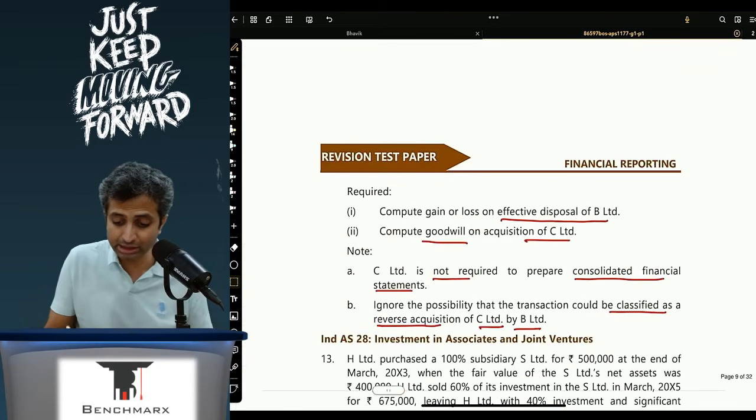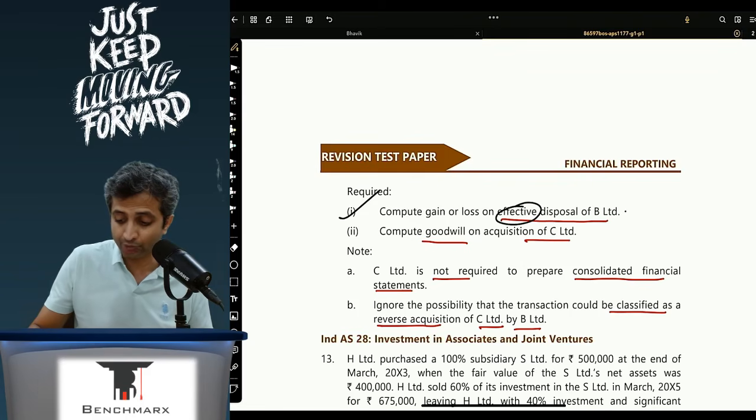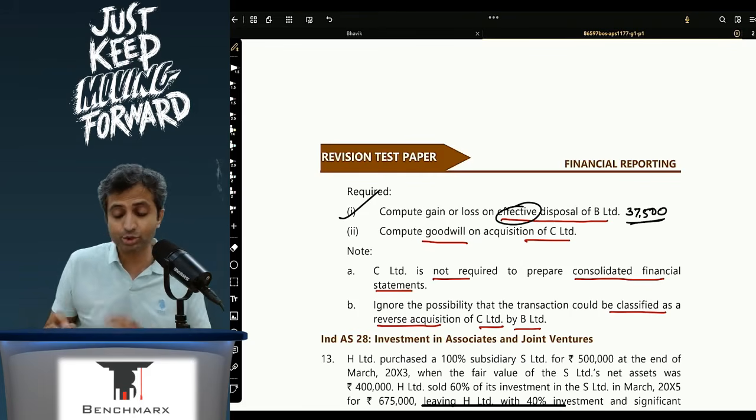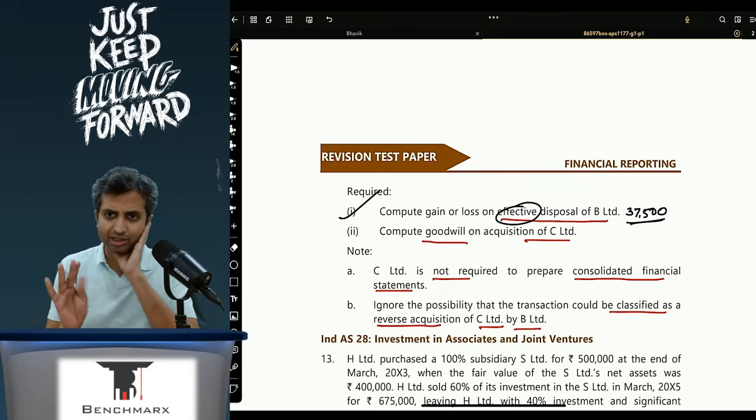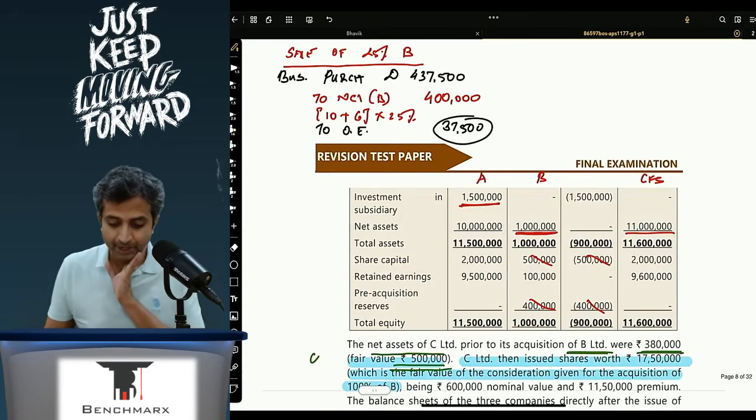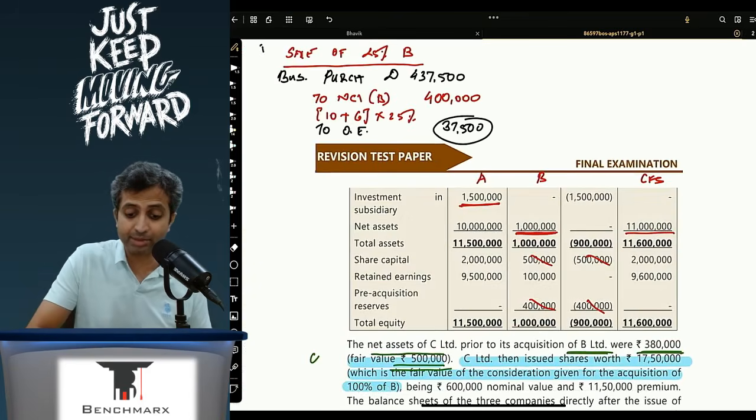Can I say this is the first part? Compute the gain or loss on effective disposal of B. We will say 37,500. There are other smaller, faster ways to do this as well, but let us say 37,500, conceptually perfect. But this is the first part of the transaction breakup. I'm selling 25% of B, but I'm also acquiring control over C.